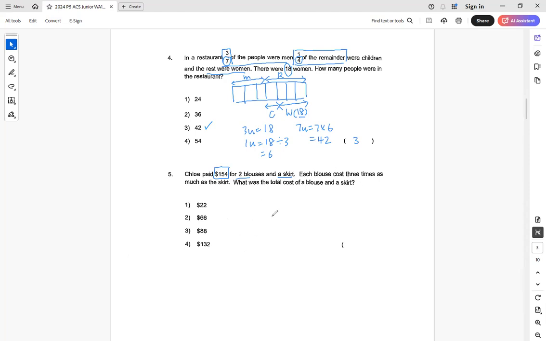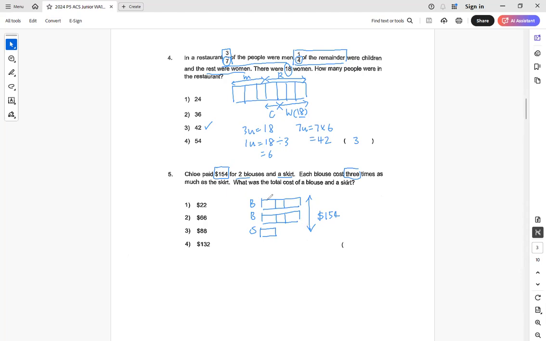For this, I'm going to draw my stacking model. So I have 2 blouses, so I just put BB, and 1 skirt is S. So just draw a quick sketch. Each blouse is 3 times, right? So I'm going to draw 3 units. It's the same blouse, so I'm going to draw another 3 units. For the skirt, it will just be 1 unit, right? The total is $154. So my stacking model is done.